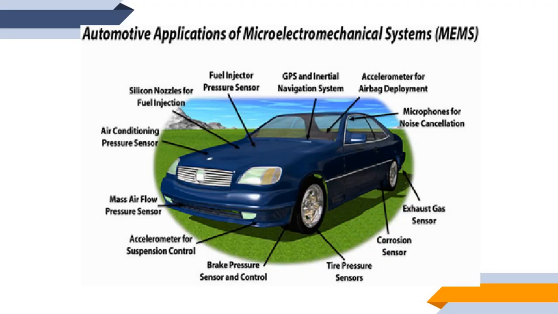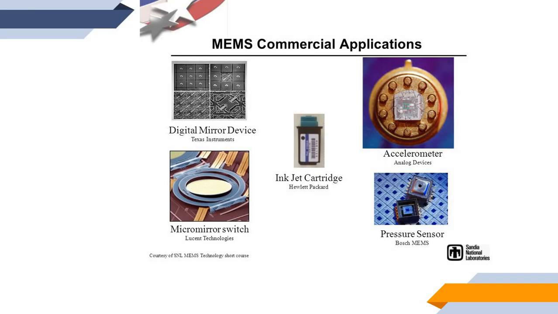This picture shows the automotive application of MEMS, in which various parameters related to the car system can be sensed by the sensors and sent to the actuator in order to have complete control of the automotive. There are some commercial applications of MEMS. In inkjet cartridges, we are going to use MEMS devices, digital mirror device, micro mirror switch, accelerometer and pressure sensor.